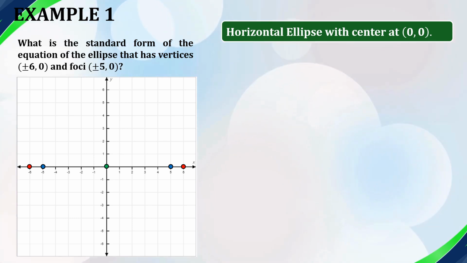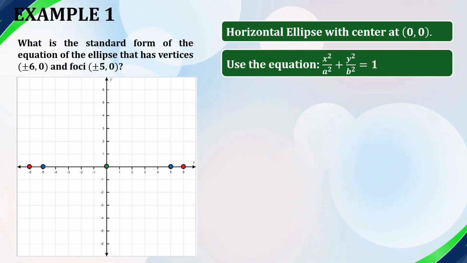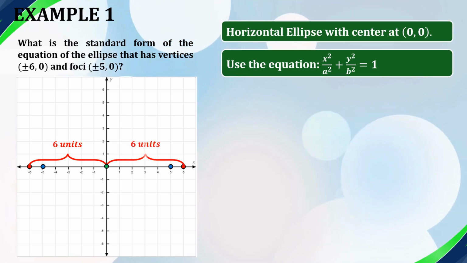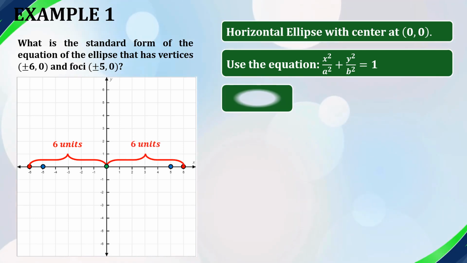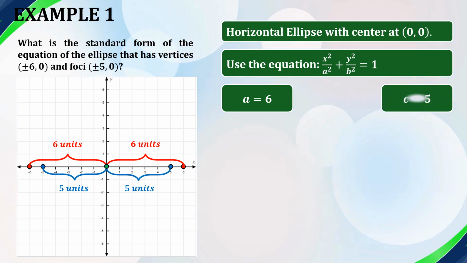Hence, we will be using the equation x squared over a squared plus y squared over b squared equals 1. From the Cartesian plane, the distance of the vertices from the center is 6 units. Hence, the value of a is equal to 6. The distance from the foci to the center is 5 units. Therefore, the value of c is equal to 5.